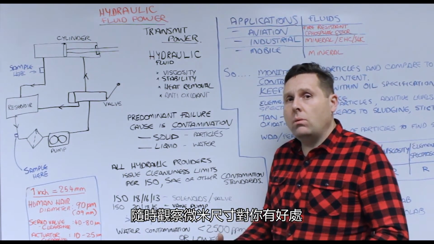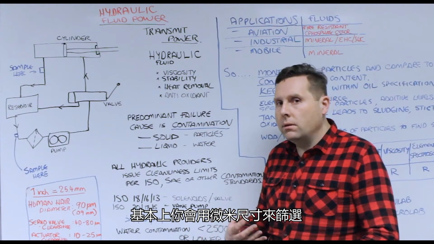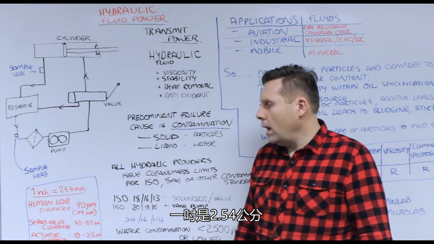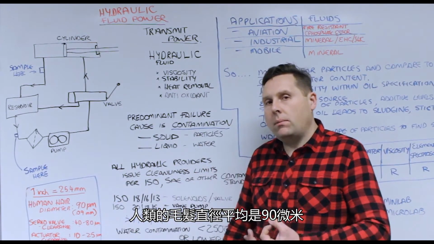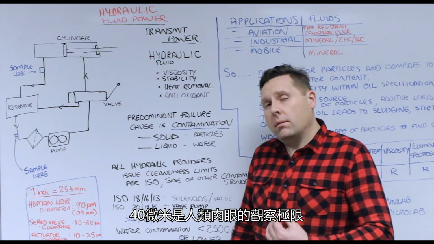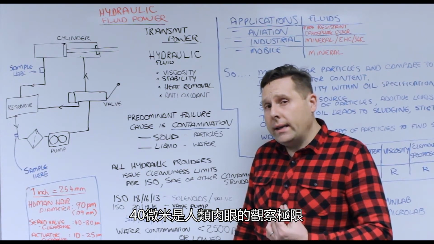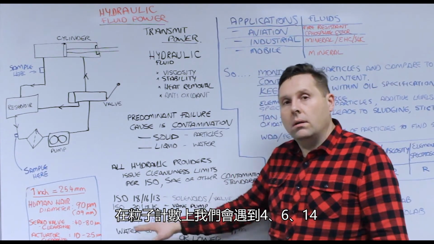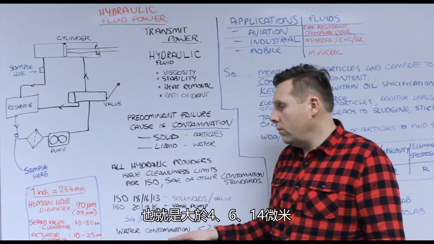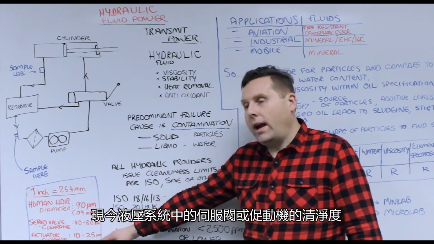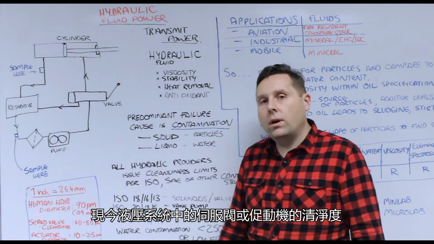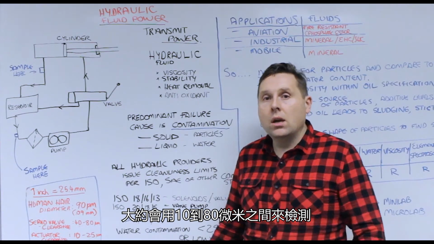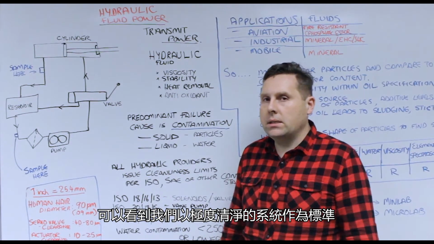It's good for you to always be aware of what microns are. You typically select filters based on micron size. Of course, 1 inch is 25.4 millimeters. A human hair, the average diameter is 90 microns. 40 microns is about the smallest a human eye can see. But in terms of particle counting, we're dealing with 4, 6, and 14 microns: greater than 4, greater than 6, greater than 14. Servo valves or actuator clearances that are typical in most hydraulic systems nowadays have clearances anywhere from 10 to 80 microns in size. So you can see that we're dealing with very, very clean systems as a rule.